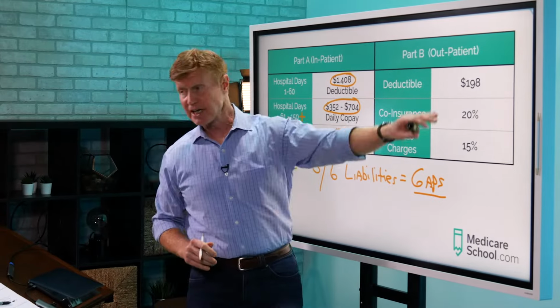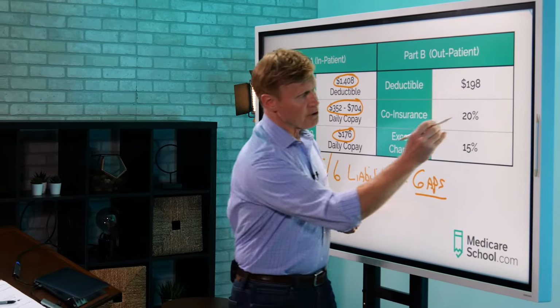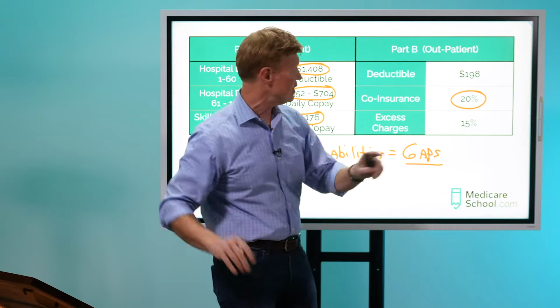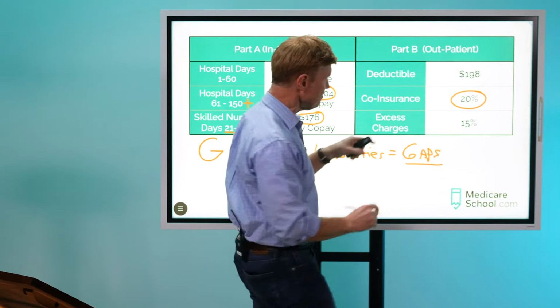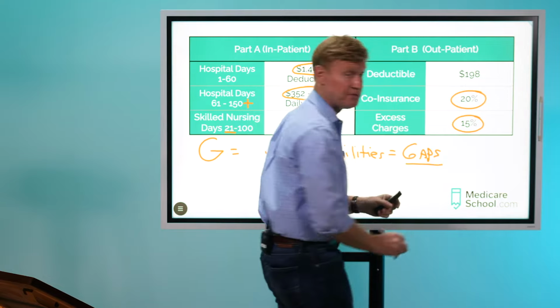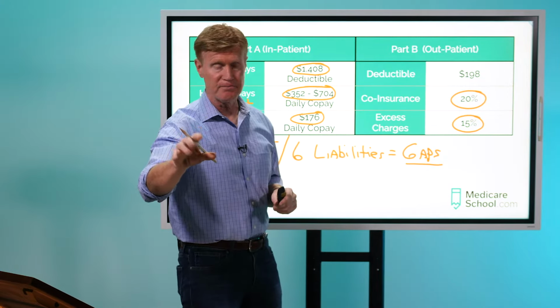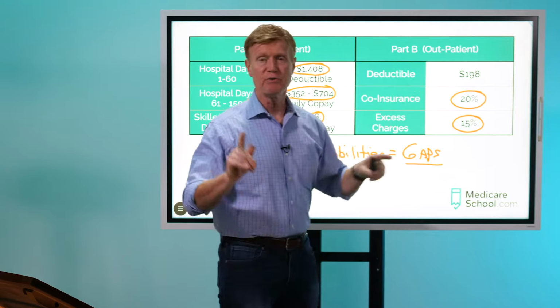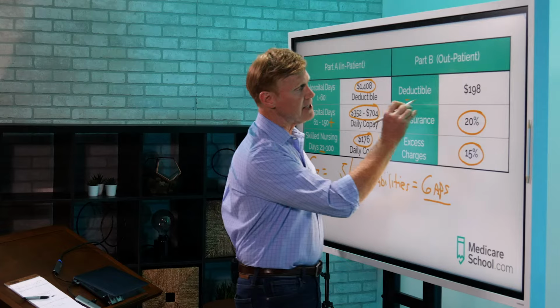Now over on the B side, the G will cover your coinsurance, 20%. Remember, it's unlimited. It will pay 100% of your coinsurance. It will also pay excess. So if you happen to go to a physician that adds 15% to the bill, that G plan will also pay that. So the one thing the G will not pay for you is the B deductible.